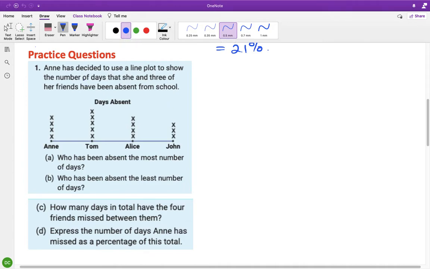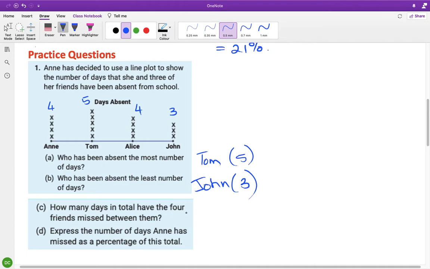So Anna's decided to use a line plot to show the number of days that she and three of her friends have been absent from school. Who has been absent the most? You can tell because it's the highest bar of X's that Tom has been absent the most. Who has been absent the least? Again, because it's the shortest bar, you can tell that John has been absent the least. If you want to count them, Anne has missed 4 days, Tom has missed 5, Alice has missed 4, and John has missed 3. So Tom is the most with 5 absences, and John is the least with 3.